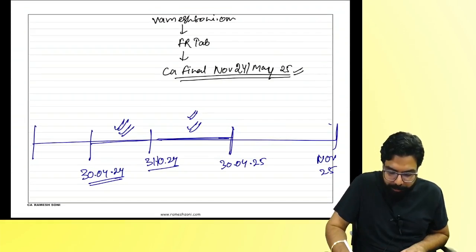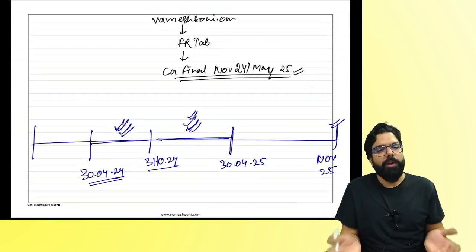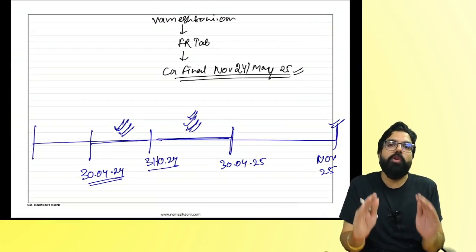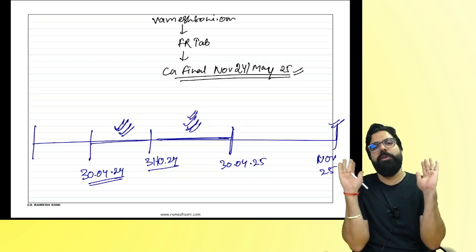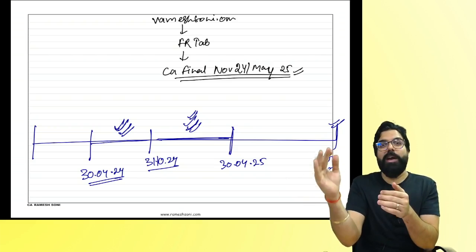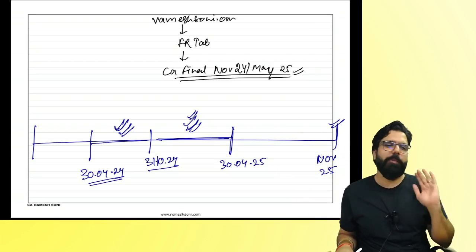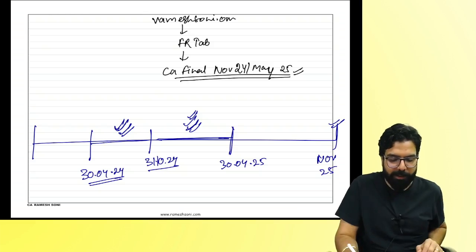Sir, I am writing my exam in November 25. Baba, you will have to do two sets of amendment. That's it. So don't worry about it. Amendment notes along with the video will be provided free of cost. So whether you are a student who is writing in May 25 or November 25, all the amendments along with the amendment note will be provided to you. Okay, sir. Please be connected with the YouTube channel.